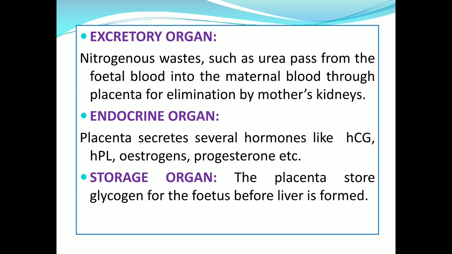Placenta serves as an endocrine gland. As we know, endocrine glands are responsible for the secretion of hormones. So placenta also secretes several hormones like human chorionic gonadotropin, human placental lactogen, estrogen, progesterone, etc. Placenta also functions as a storage organ. Why? Because it helps in storage of glycogen for the fetus before the liver is formed.